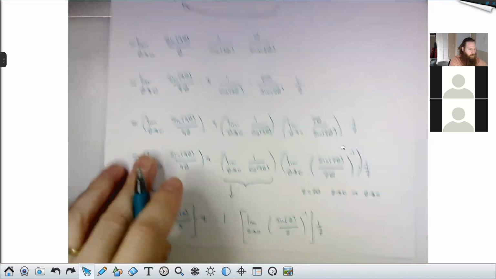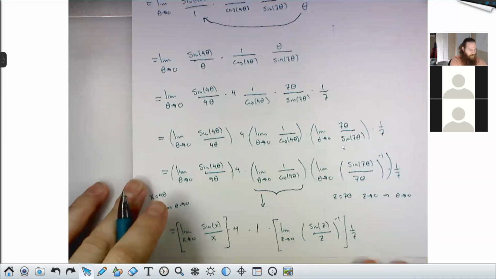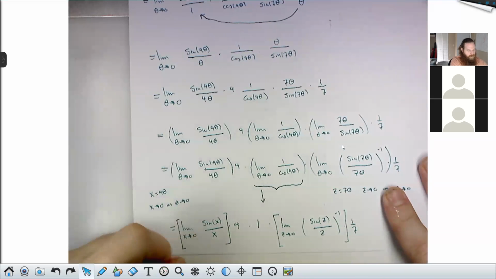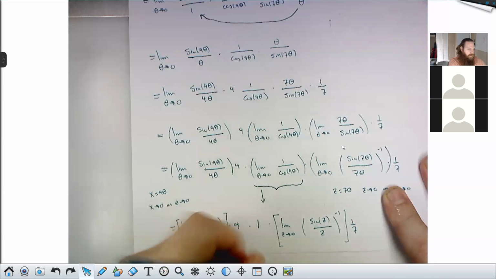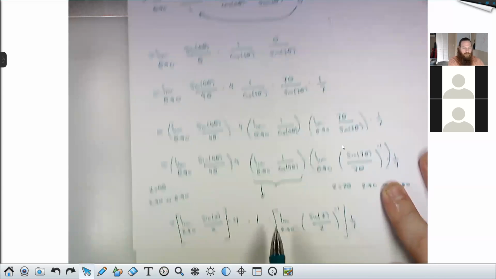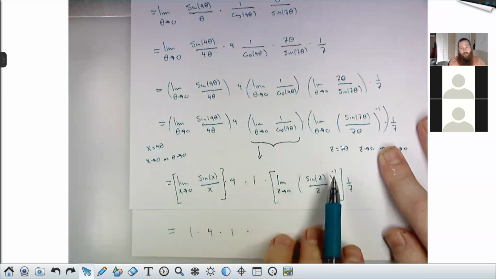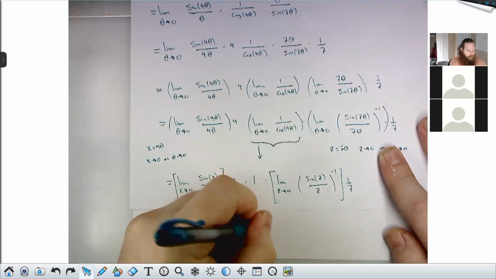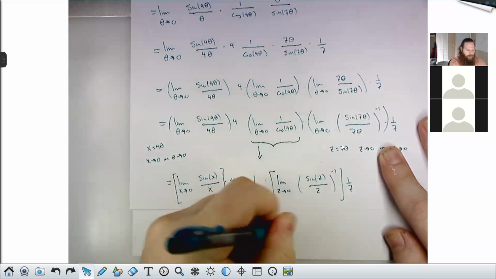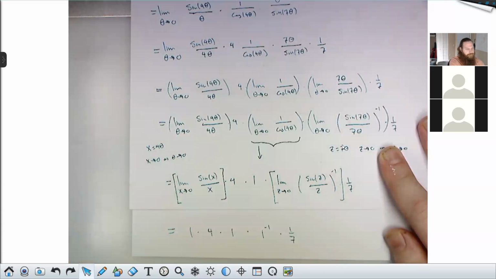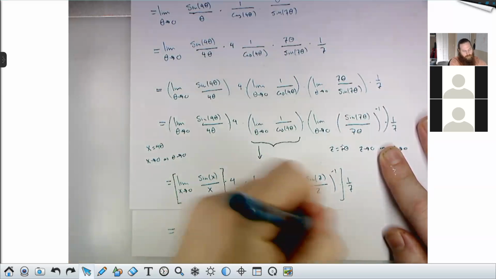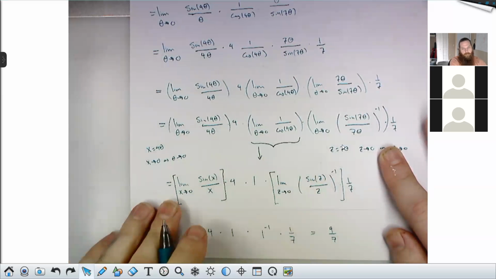So the first bracketed expression goes to 1. So this is 1 times 4 times 1 times this piece right here goes to 1 to the negative first power, which is also 1. And then the 1/7 is the 1/7. So at the end of the day, I've got 1 times 4 times 1 times 1 over 1 times 1/7, which is 4/7.